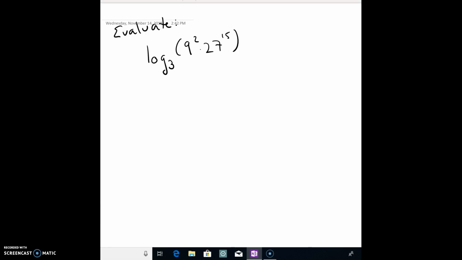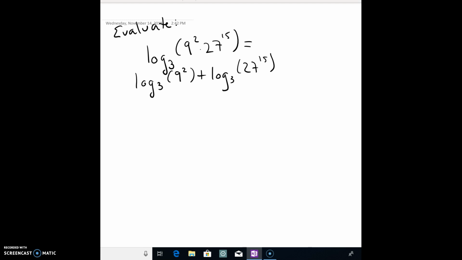We're now going to evaluate a fairly large logarithm by using the properties of logs that we talked about in regards to expanding. So the first thing that we're going to do is break up the product: log base 3 of 9 squared times 27 to the 15th power. Now remember, multiplication is the equivalent operation, assuming the base is the same, to addition. So for the first step, we can break this up as follows.